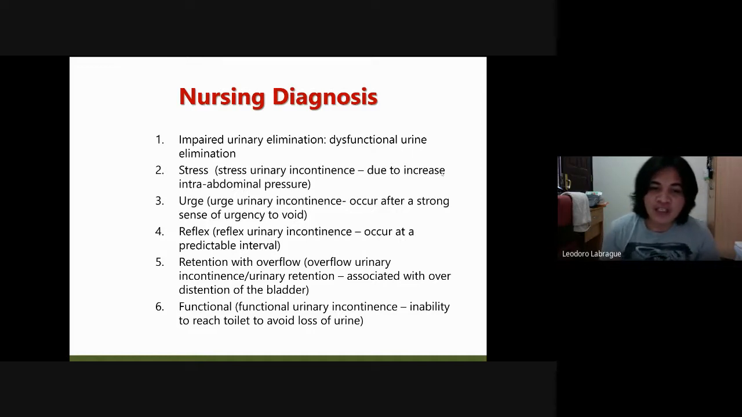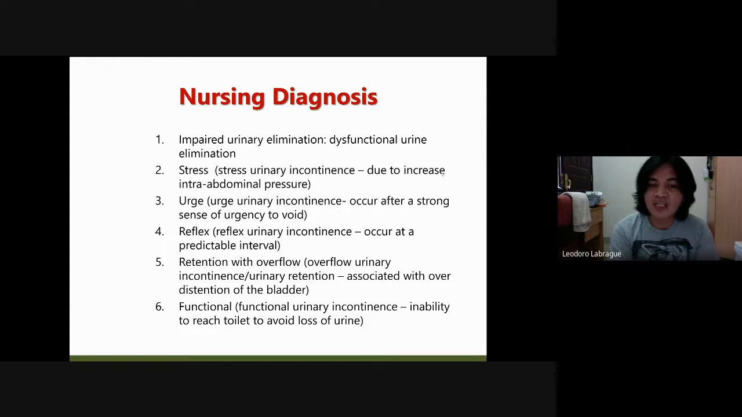We also have reflex urinary incontinence, which occurs at a predictable interval. Maybe you experience incontinence every 6 hours, or before lunch, or before dinner. Why is it that you experience urine leakage before lunch or before dinner or every 6 hours? We call it reflex urinary incontinence.